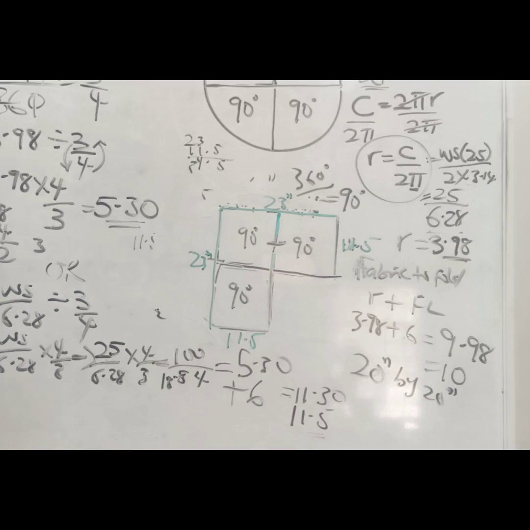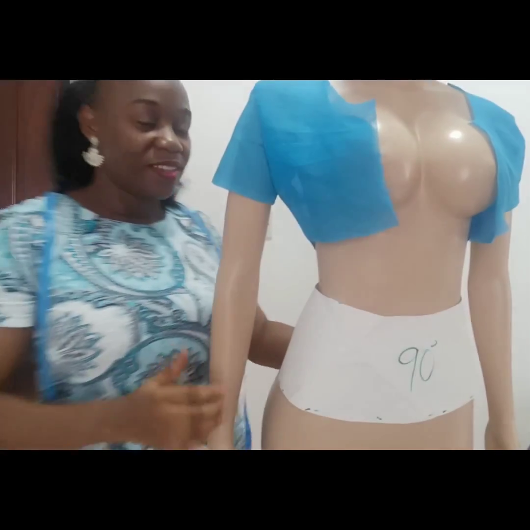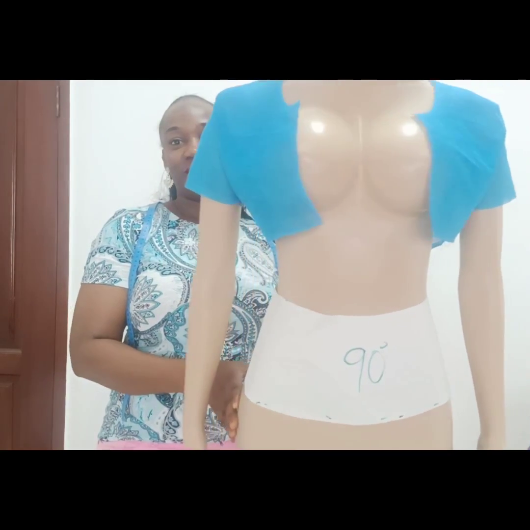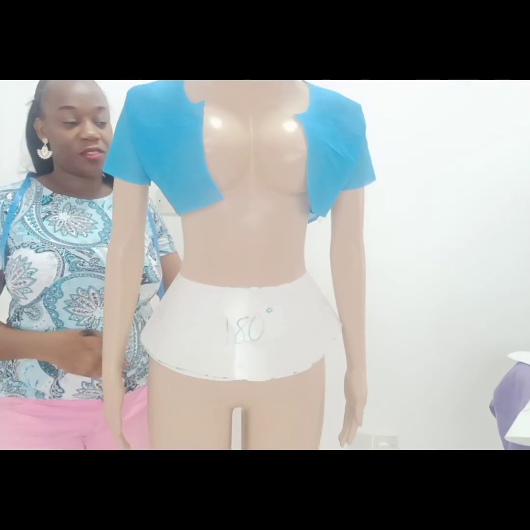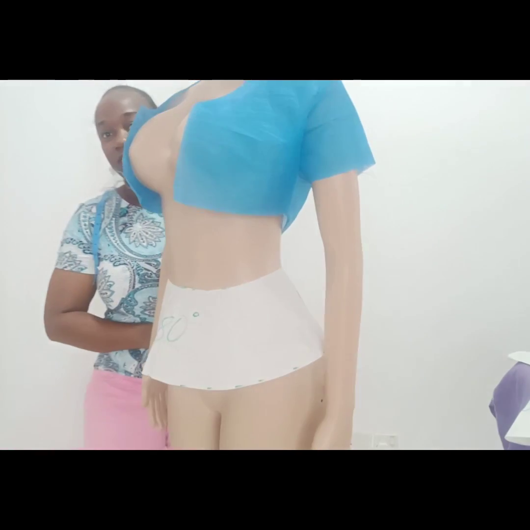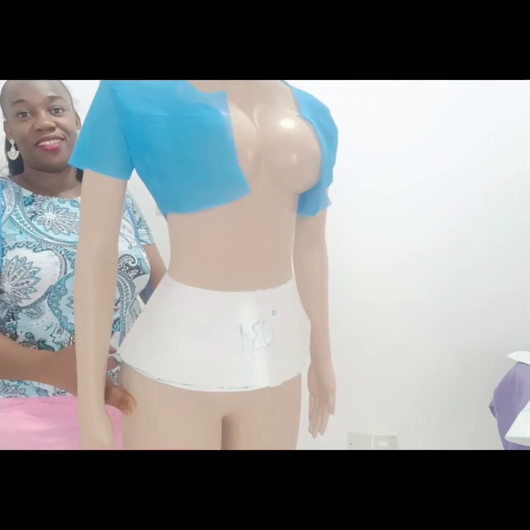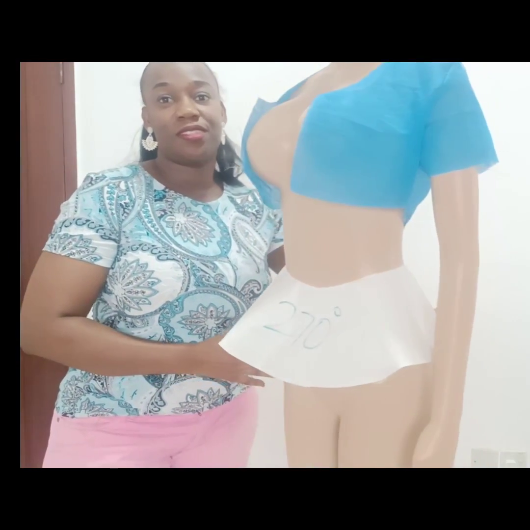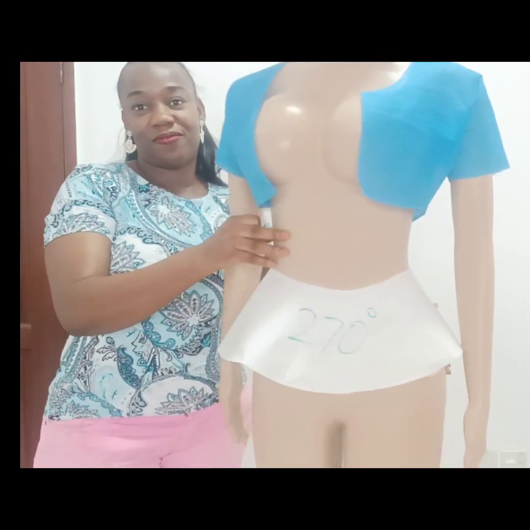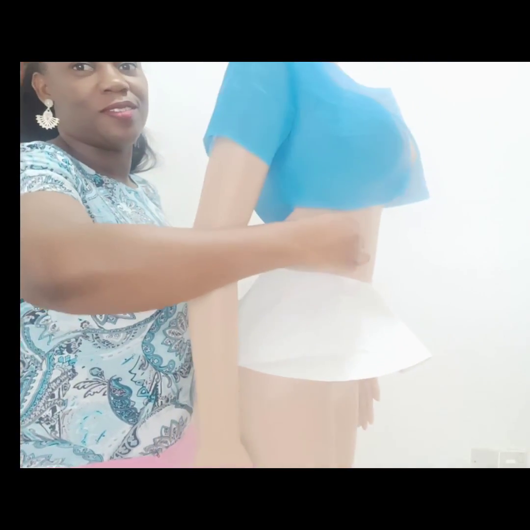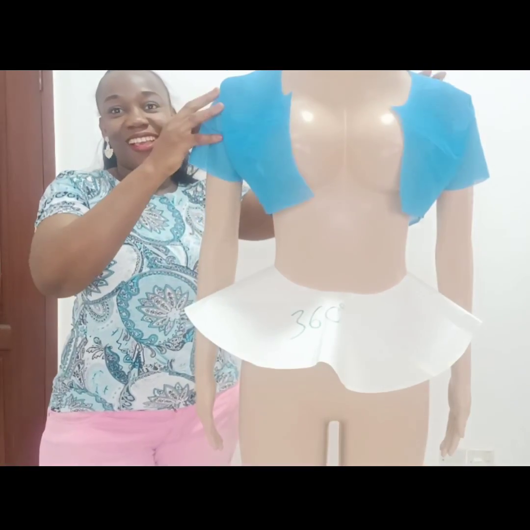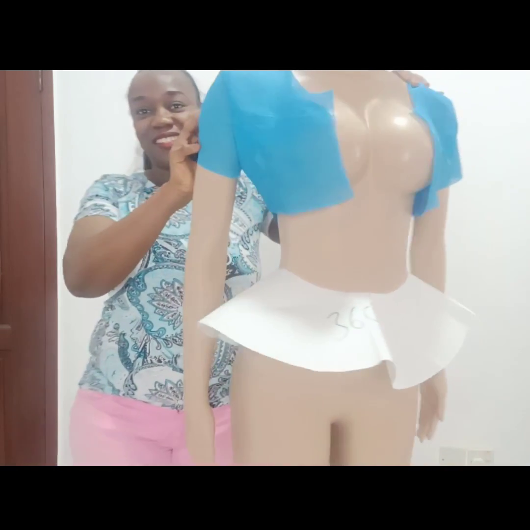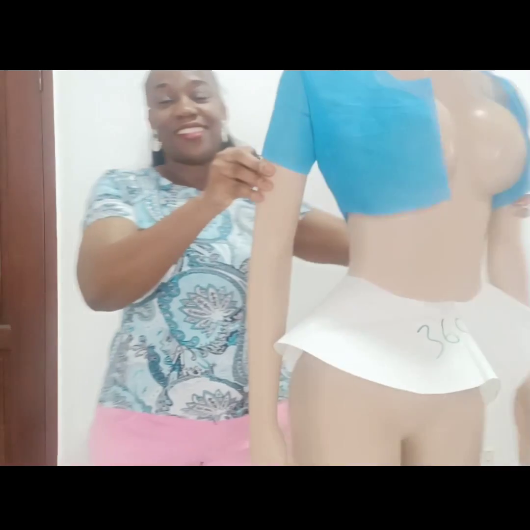So let's see what they look like on the mannequin. So here is our 90-degree flare. 90 degrees. So here is 180 degrees. You see how the 180 is. So here is 270-degree flare. See how the 270 looks, fuller than the 180. And here is the final one, 360.